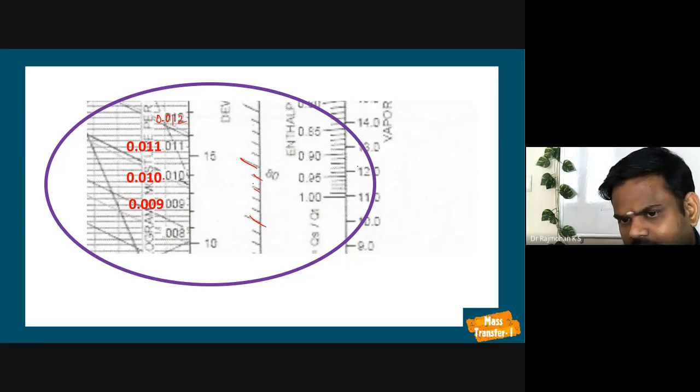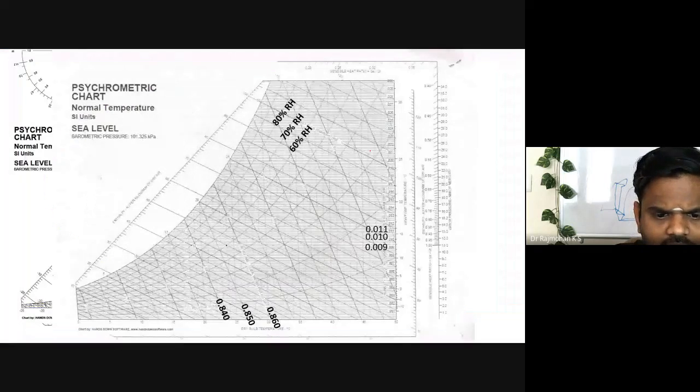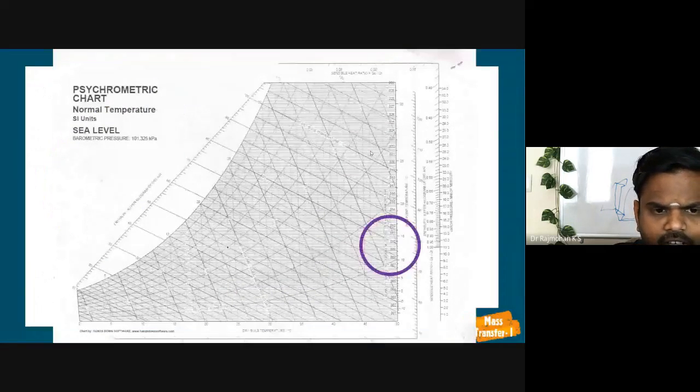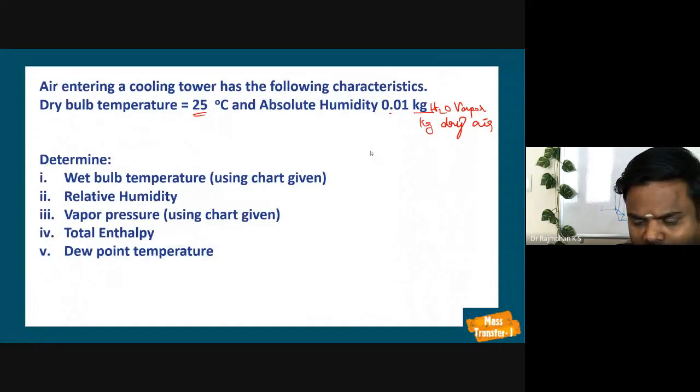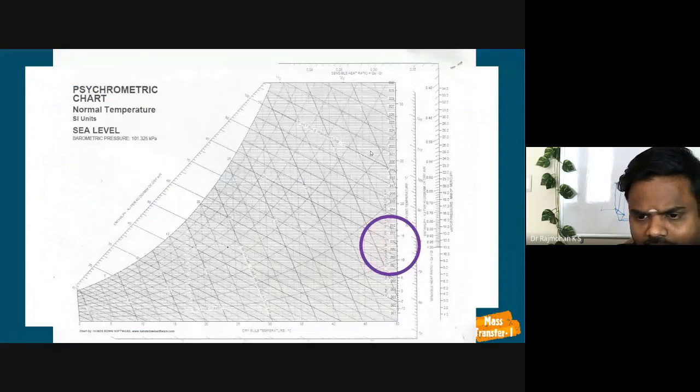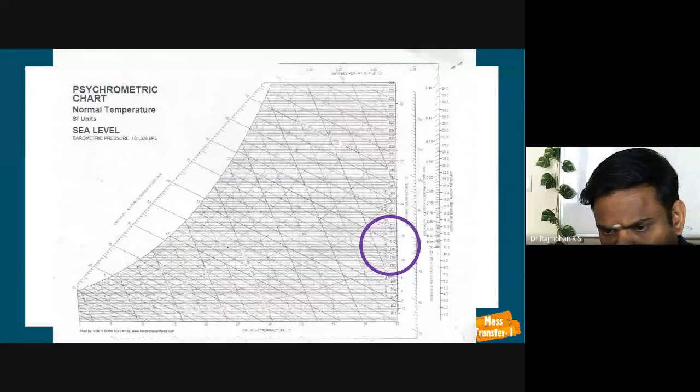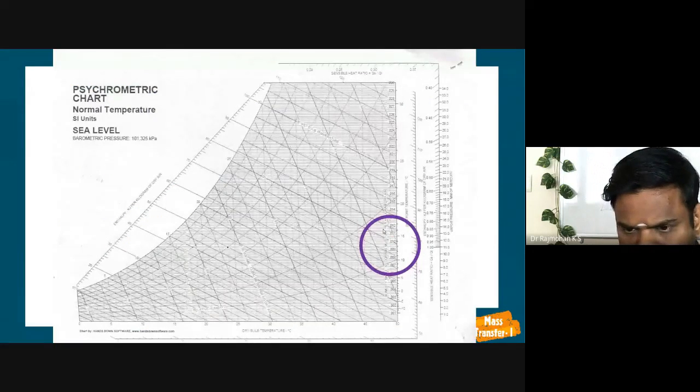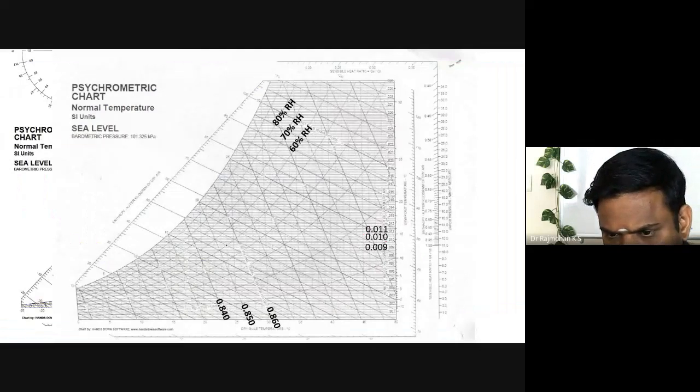And here we have the vapor pressure value on the right hand side of the scale. Left hand side is sensible heat values. So we can solve this problem. The data given are 25 degrees Celsius and 0.01 absolute humidity. Where is 0.01 absolute humidity? Here it is. So we have the 0.01 humidity point available here.